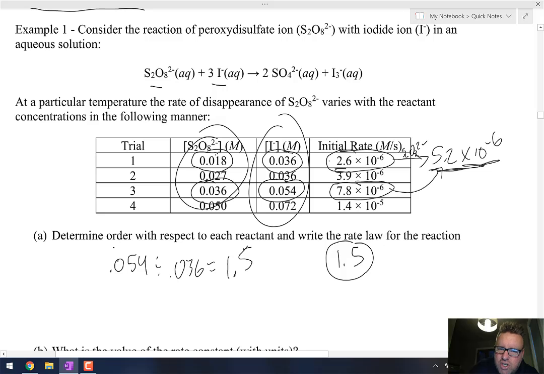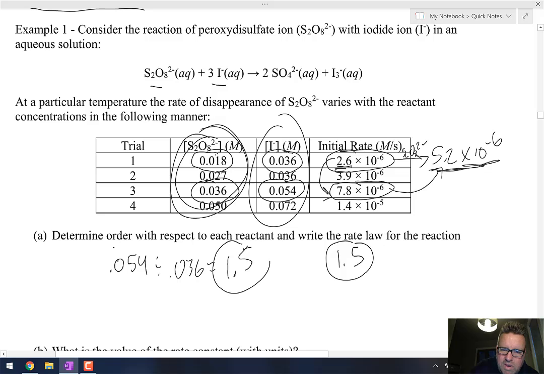But obviously, if you just look here, guys, if you're just looking at it, well, it's tripling, right? From 2.6 to 7.8, it's going up by a factor of 3. Well, again, that's because you're not taking into account the change that S2O8 2- has.